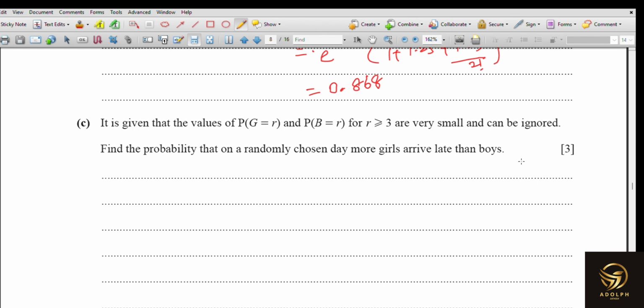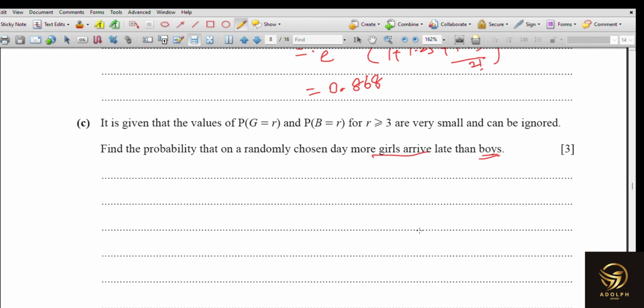For R greater than 3 are very small and can be ignored. So okay, let's proceed reading. Find the probability that on a randomly chosen day more girls arrive late than boys. So we have to find when girls arrive late more than boys. Maybe on any day, out of 5 days, girls can be late 3 days and boys 2 days.